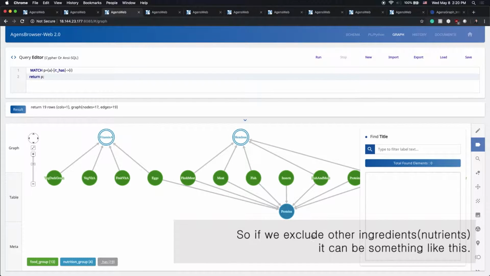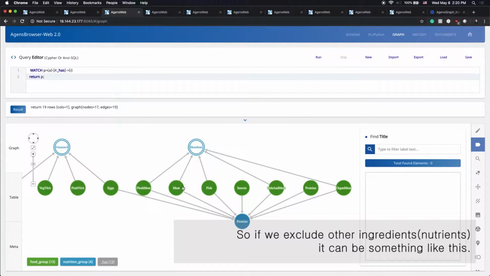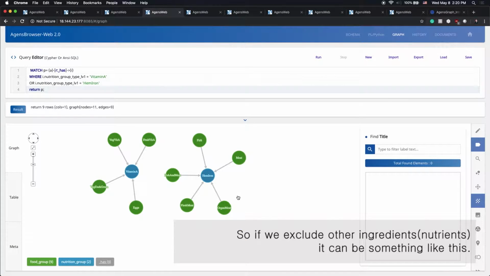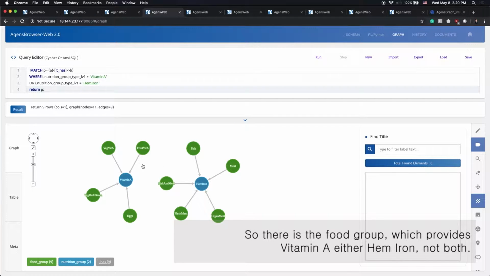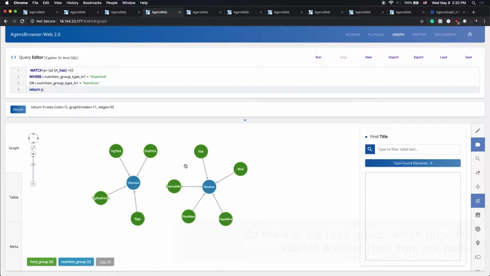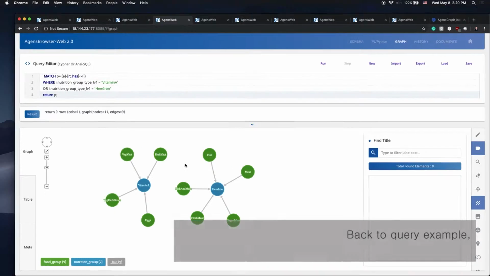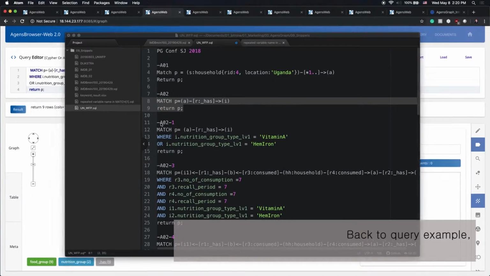So if we exclude other ingredients, it can be something like this. There are food groups which provide vitamin A, or heme iron, not both.